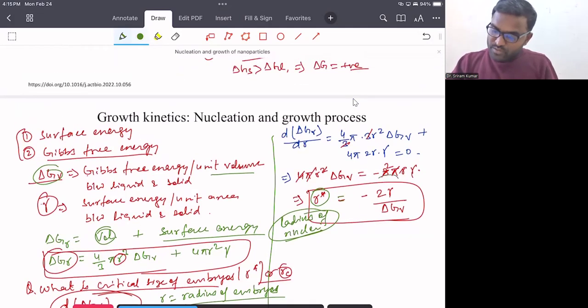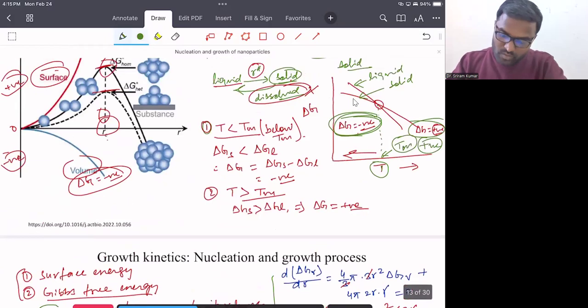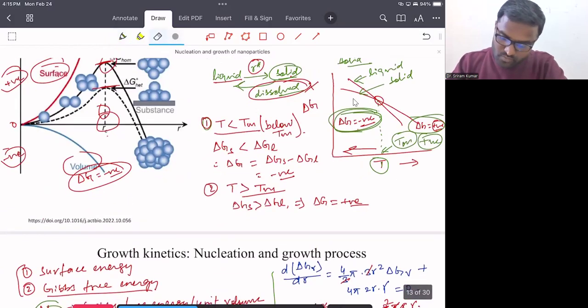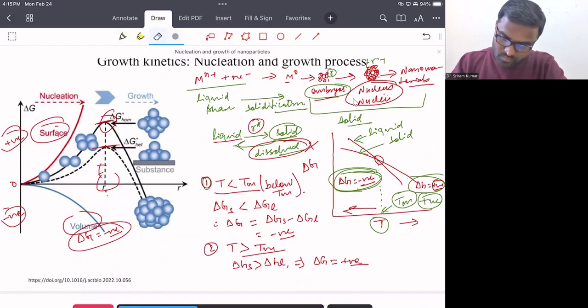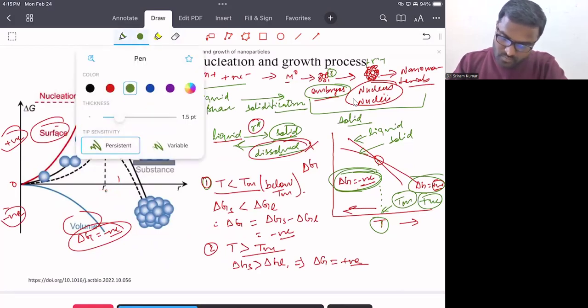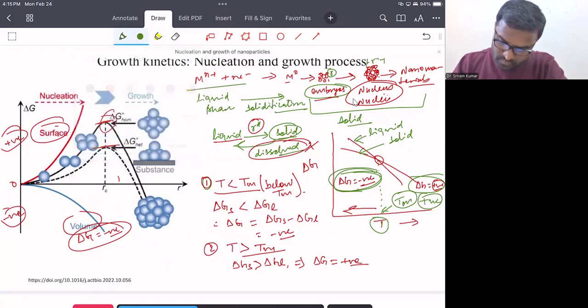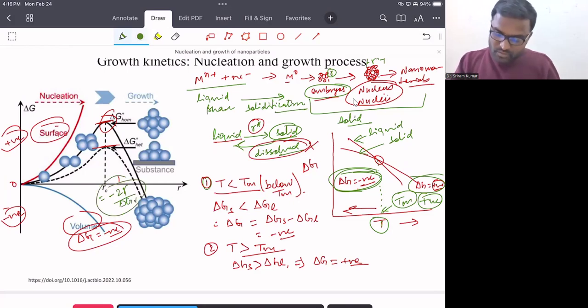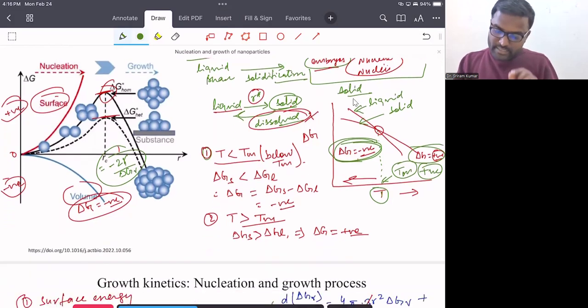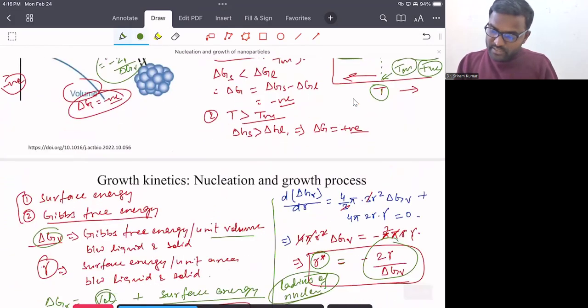From this equation, we get these values. So here, this R value is equal to minus 2γ by ΔGv. This much radius of the nuclei is needed for the growth of the nanomaterials.